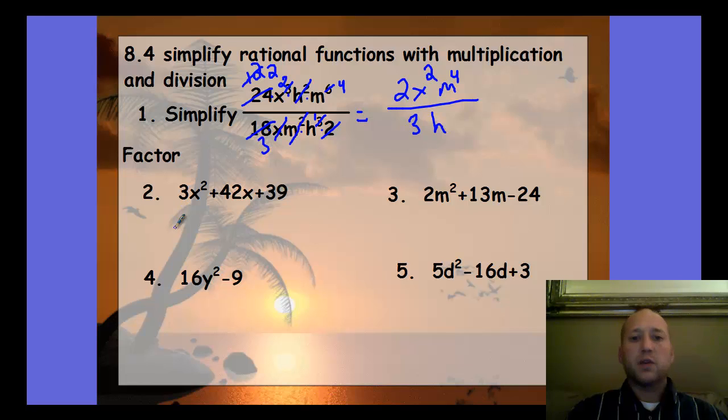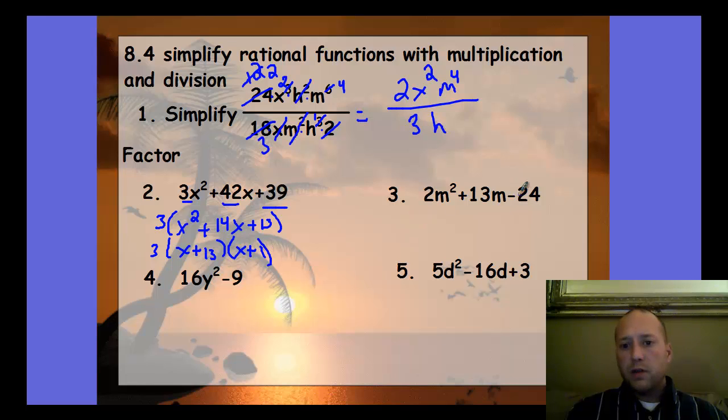Factoring. So when we're factoring quadratics here, first thing you should always look for is a GCF. And so these all are divisible by 3. So you have to factor out a 3. And I'm left with x squared plus 14x plus 13. And then I can look at, can I factor that again? And I can. It factors to x plus 13 and x plus 1.